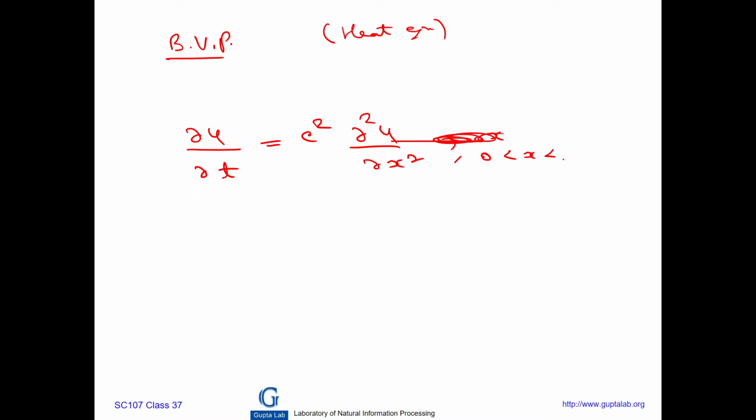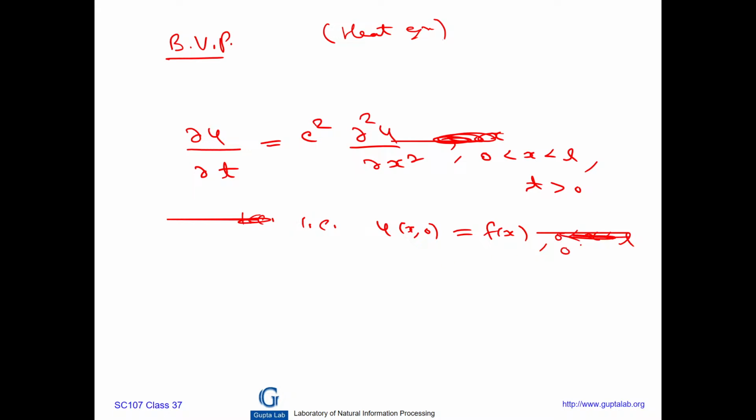Zero is less than x less than L and t is positive. Okay. With initial condition u(x,0) is f of x when 0 is less than x is less than L, and u(0,t) is equal to u(L,t) is equal to 0 when t is positive. Actually, I should maybe draw a picture.